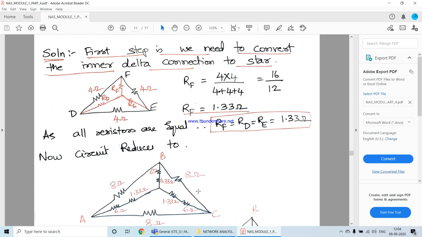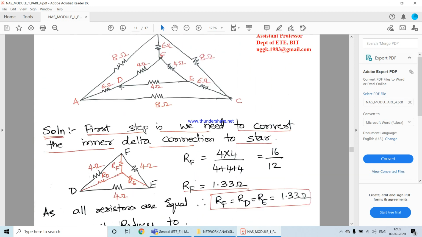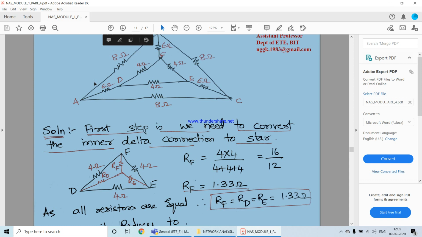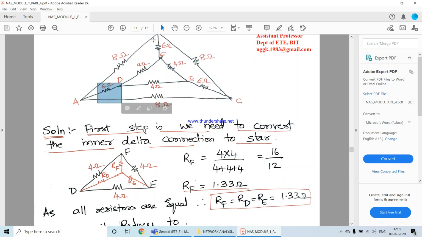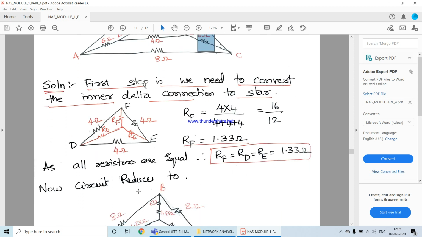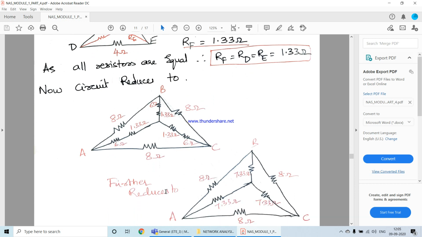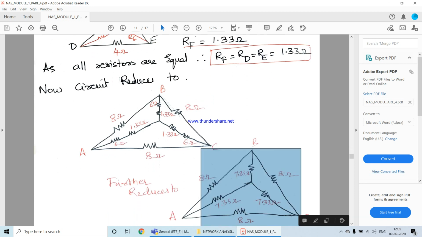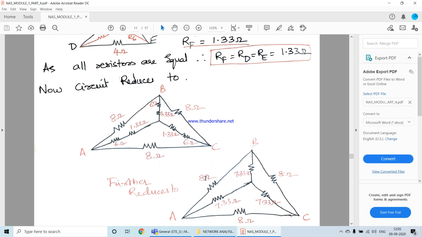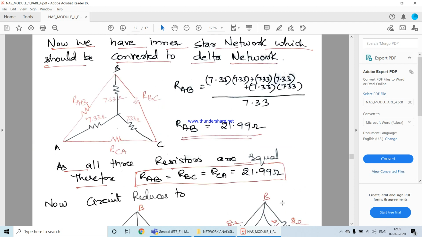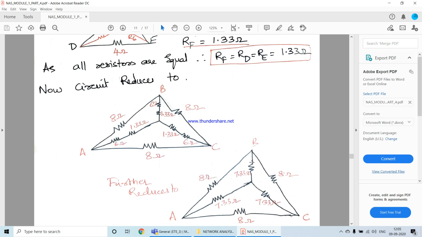Therefore, now the circuit reduces to what? We have these 6 ohms in the network. You can see 6 ohms is there in the network, right? Here you see 6 ohms, and here you see 6 ohms. Now this delta is replaced with this star. So I get 6 ohm in series with 1.33, each of the three branches. Therefore, I get this diagram now, where the outside resistances are 8 ohms, 8 ohms, 8 ohms, whereas the inside star is what? 7.33, 7.33, 7.33.